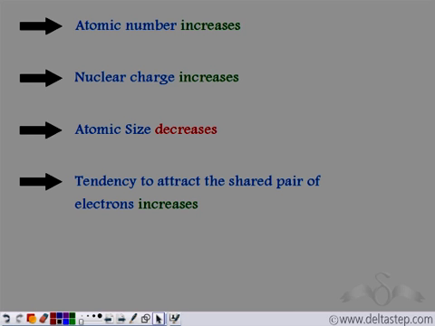As the atomic size decreases, the tendency to attract the shared pair of electrons increases. Because the outermost shell is closer to the nucleus, it can now attract the shared pair of electrons more towards itself, and so the tendency to attract the electrons increases, which leads to an increase in electronegativity on moving from left to right in a period.